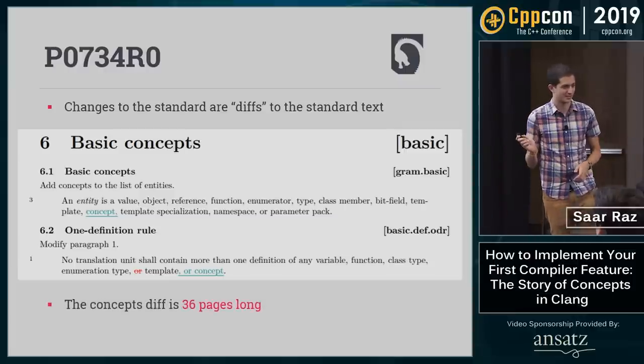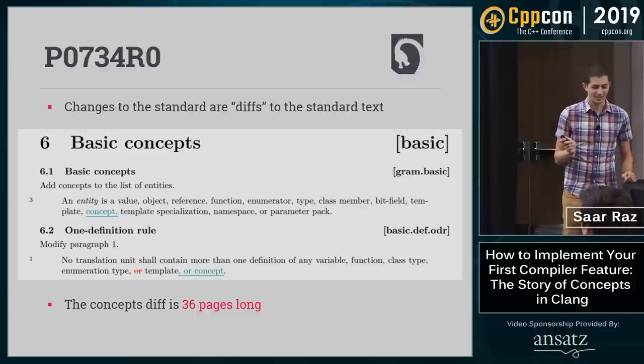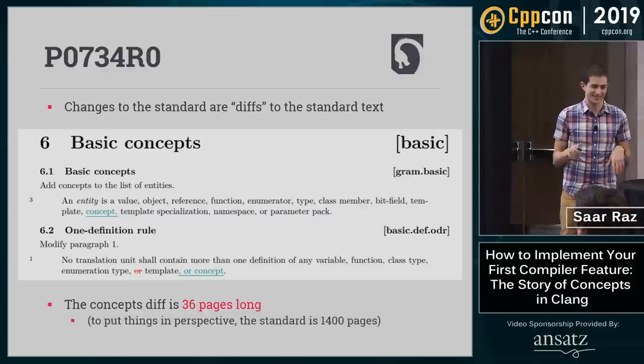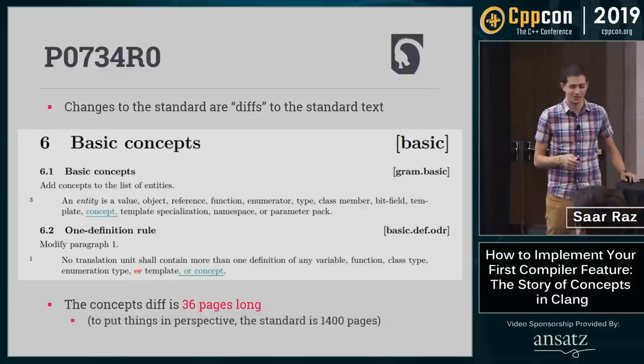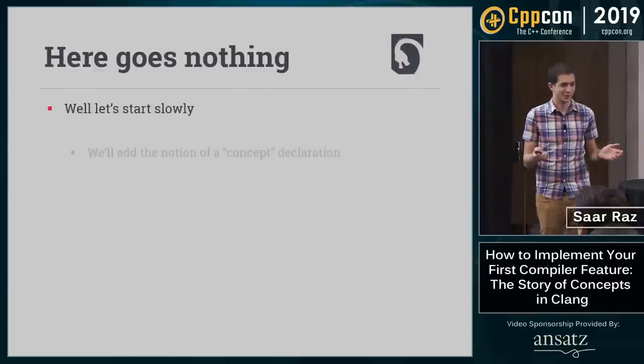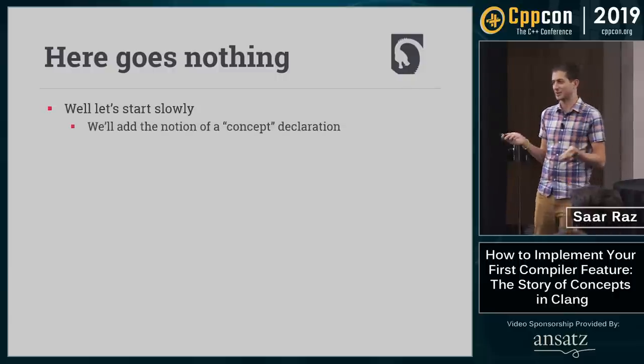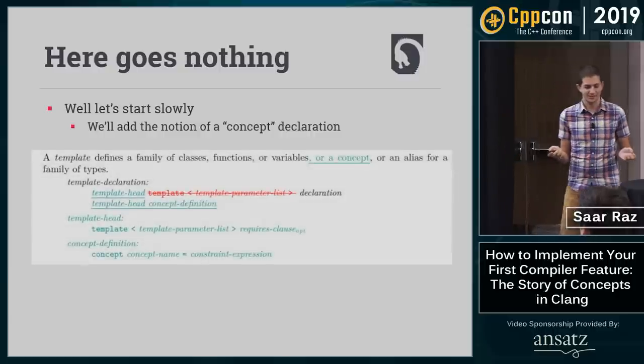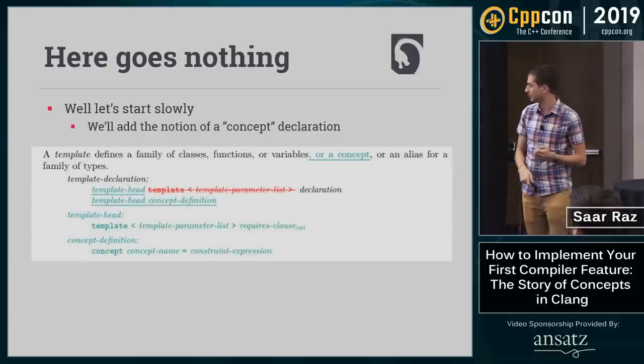This diff is 36 pages long. Compared to the size of the standard, it's not a lot, but this is still a pretty big patch. So I said, well, okay, let's start slowly, and we'll just add the concept definition. Seems easy enough. This is how it's defined in the paper.